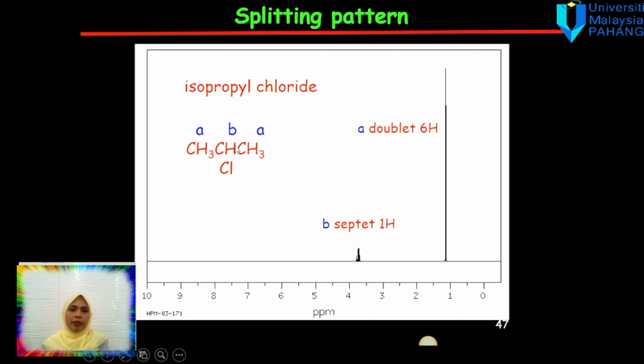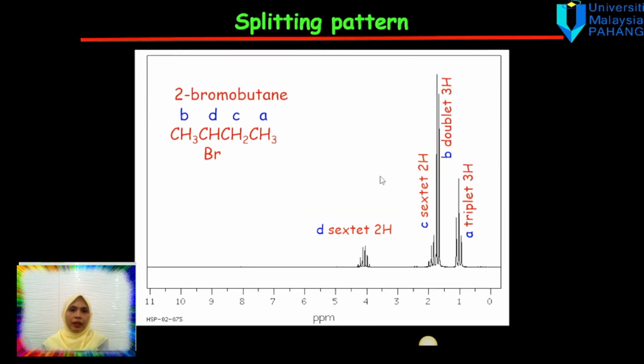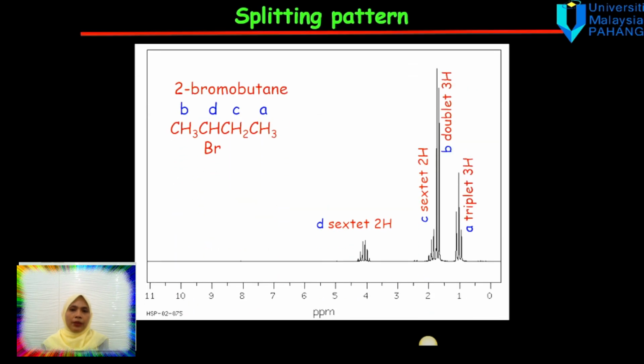We see the neighboring proton is 1H, so N plus 1 becomes a doublet for this signal. And for this signal, on the left side there are a total of 6 protons, plus 1 becomes 7, so it becomes a septet splitting pattern with the integration 1H. This one is integration 6H. We go for the next example.